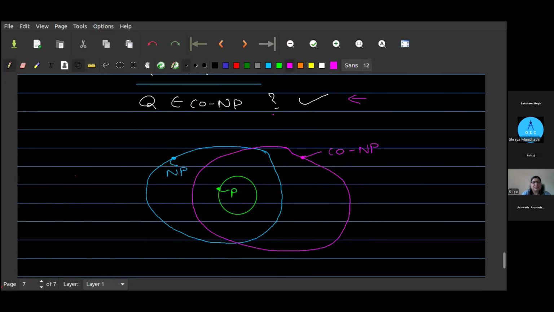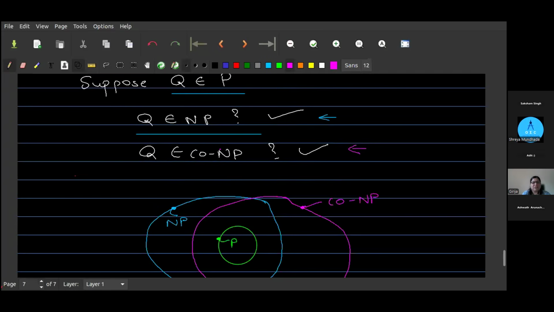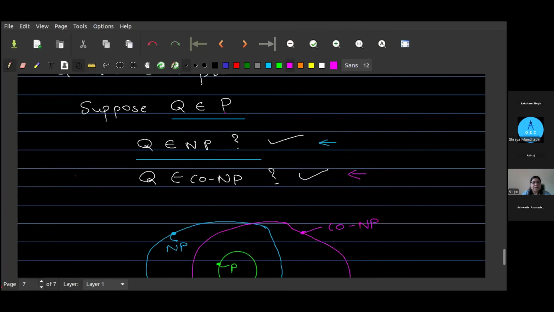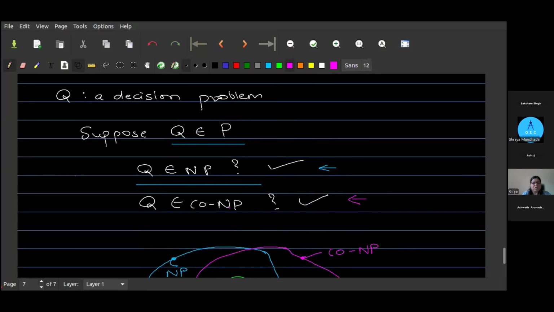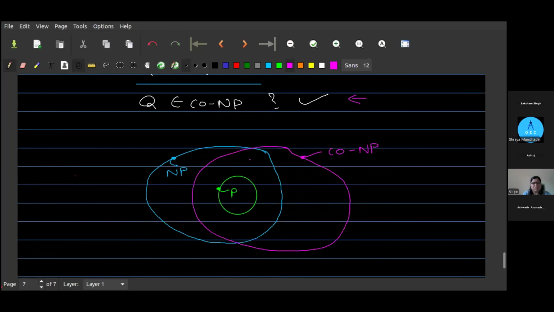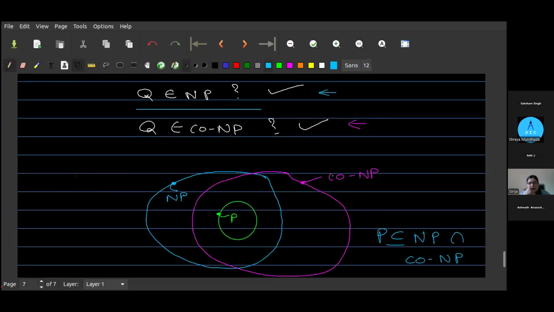This is just a pictorial representation of what we just said. Every problem which is solvable in polynomial time, its yes verification can also be done in polynomial time. So this P set becomes a subset of NP, and its no verification can also be done in polynomial time. So the P set becomes a subset of co-NP also. So in general, P is a subset of NP intersection co-NP. Everybody sees this based on the discussion so far?